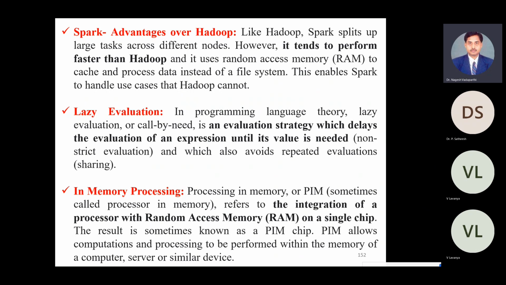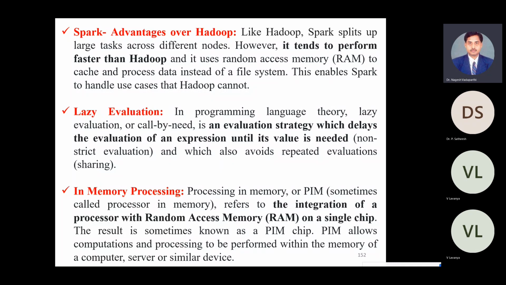However, it tends to perform faster than Hadoop because it uses in-memory computation, and it uses random access memory to cache and process data instead of a file system. Yes, there is no file system concept in Spark. Keep in mind, everything it takes from the cloud-based environment. This enables Spark to handle use cases that Hadoop cannot, because Hadoop uses batch processing for historical and legacy data, whereas Spark handles real-time and streaming data.